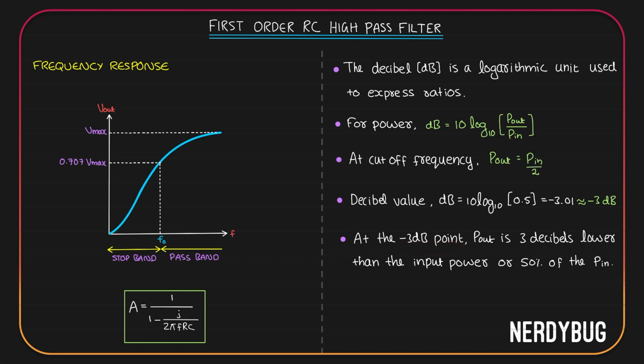So at the minus 3 dB point, the output power is 3 decibels lower than the input power, or 50% of the input power. Because of this reason, cutoff frequency is also known as 3 dB frequency. Let us mark that on the graph.